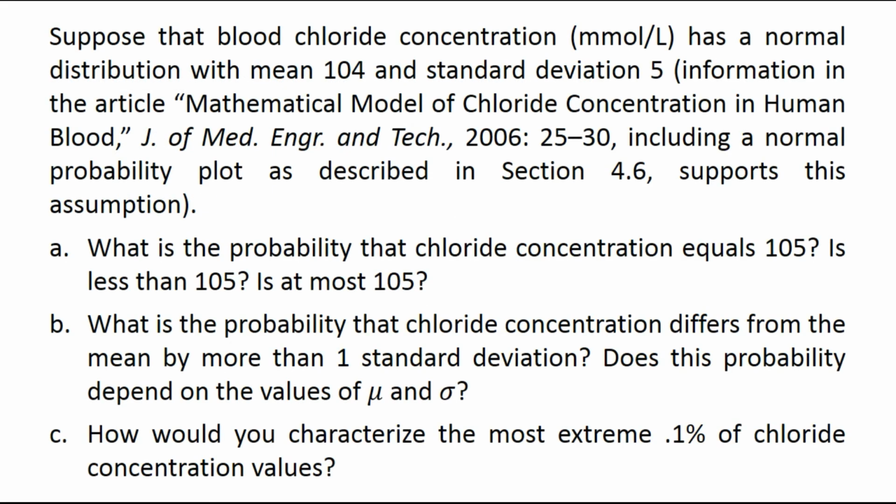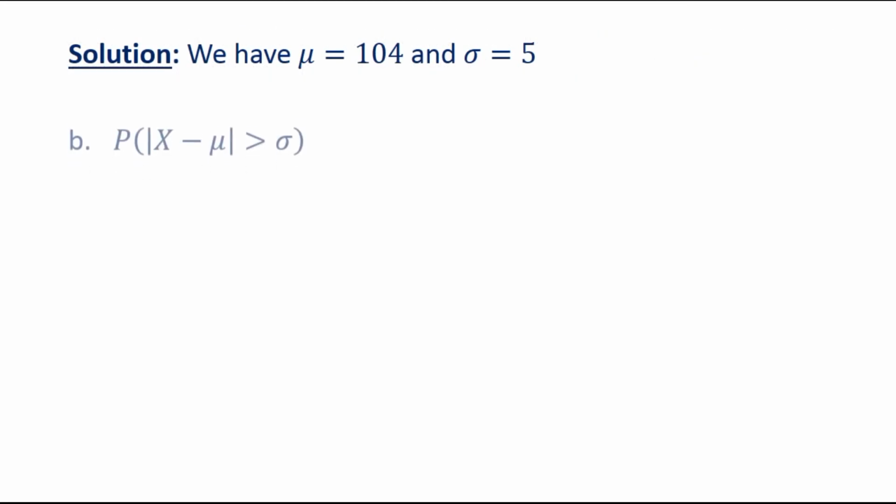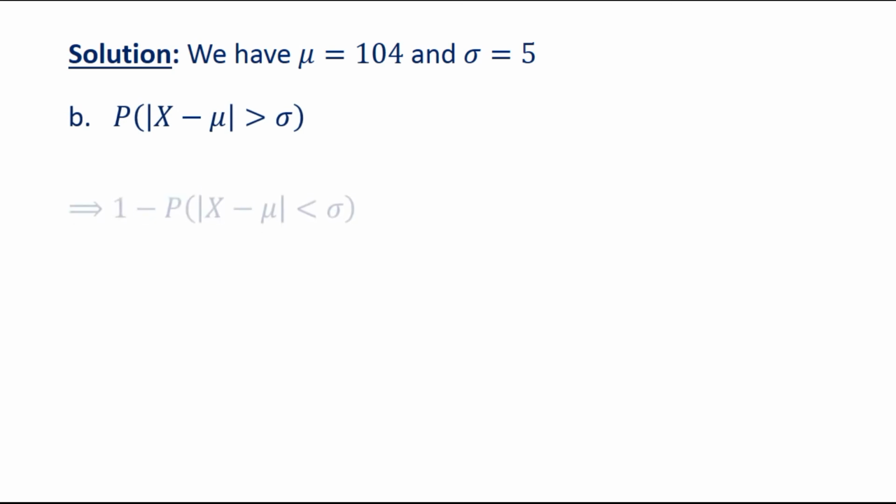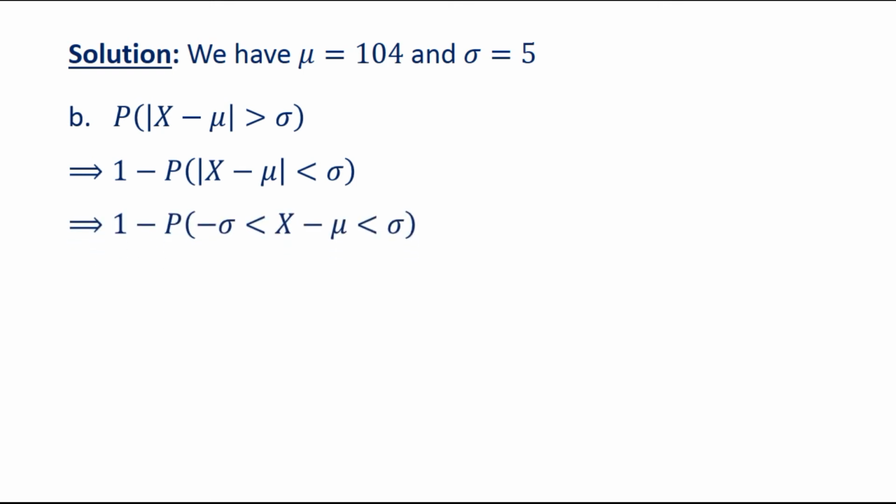Next part. What is the probability that chloride concentration differs from the mean by more than one standard deviation? So basically x differs from mean by more than one standard deviation. So basically we need to find this probability. In the next step we can write it as 1 minus probability that mod of (x minus mu) is less than sigma, which can be written in this form.